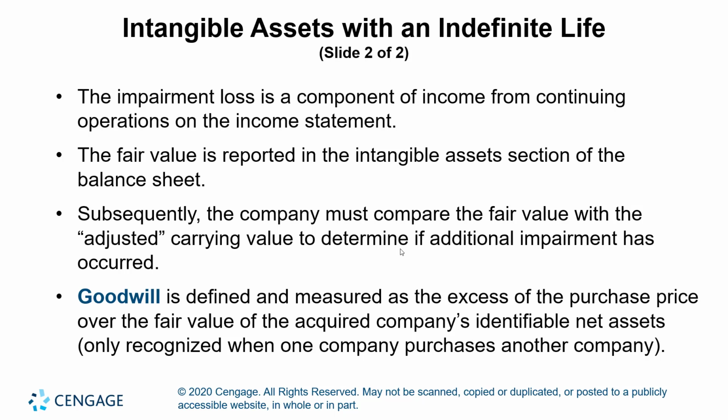The impairment loss is a component of income from continuing operations in the income statement. The fair value is reported in the intangible assets section of the balance sheet. Subsequently, the company must compare the fair value with the adjusted carrying value to see if additional impairment has occurred.